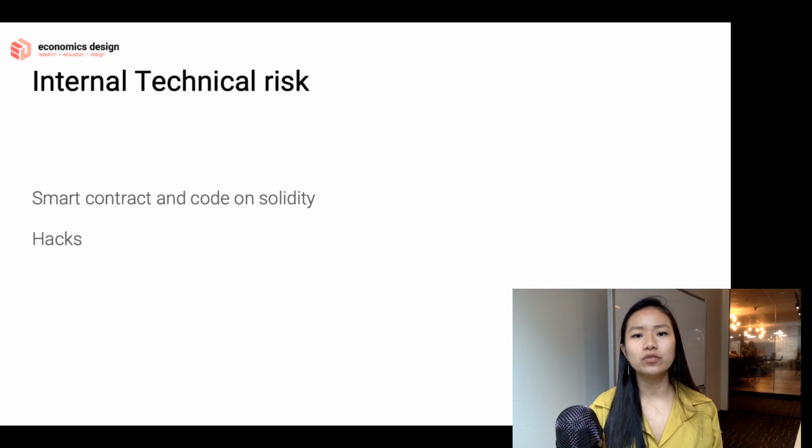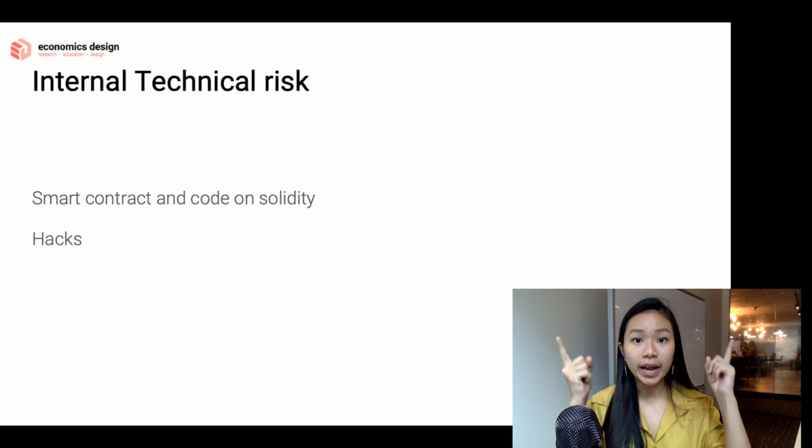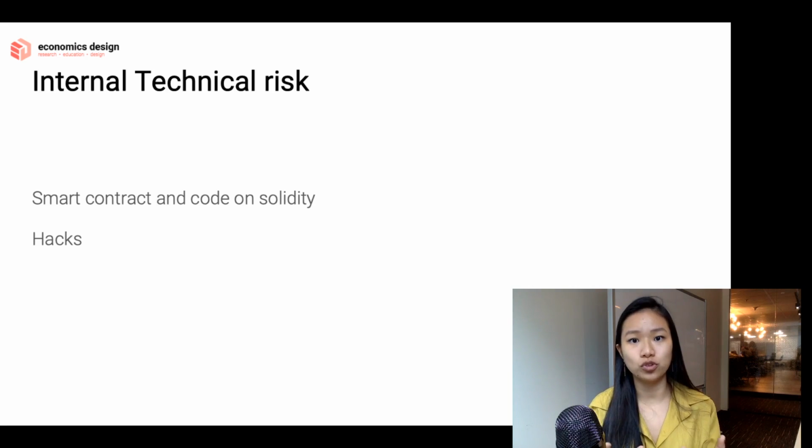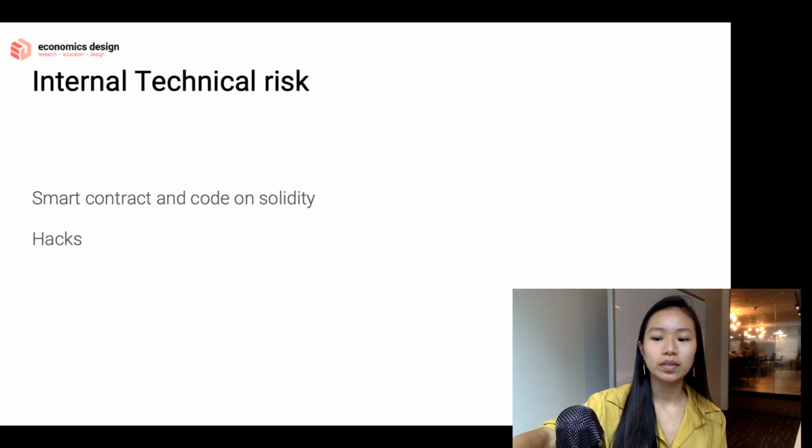The internal technical risk will be things that can be covered. As I mentioned just now, the insurance space in the DeFi world is still very new because there are a lot of things that we just have no idea how to write the risk, how to price the risk. However, internal technical risk is still possible to codify and quantify. So there will be things like your smart contract and your code on Solidity, things like the different hacks available, how people hack the system. Because that's something you can quantify and you can put a price to that risk.